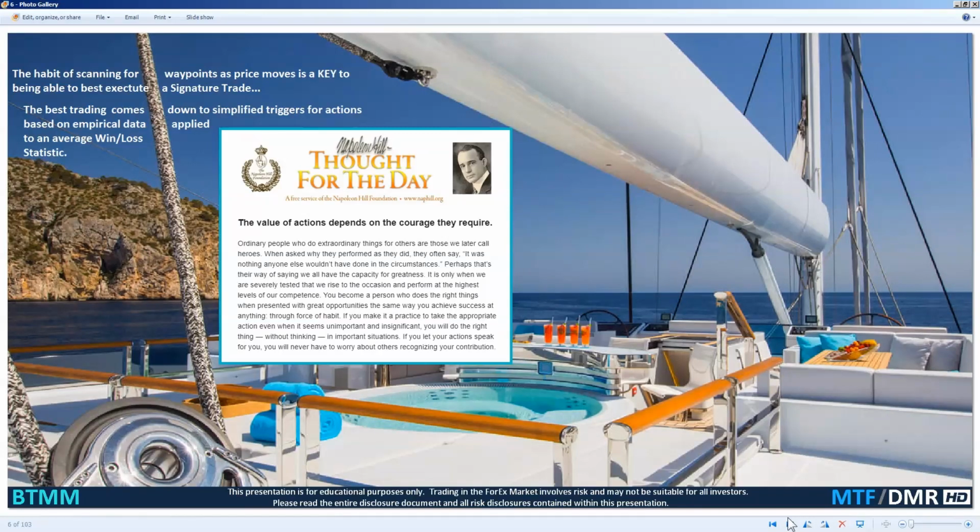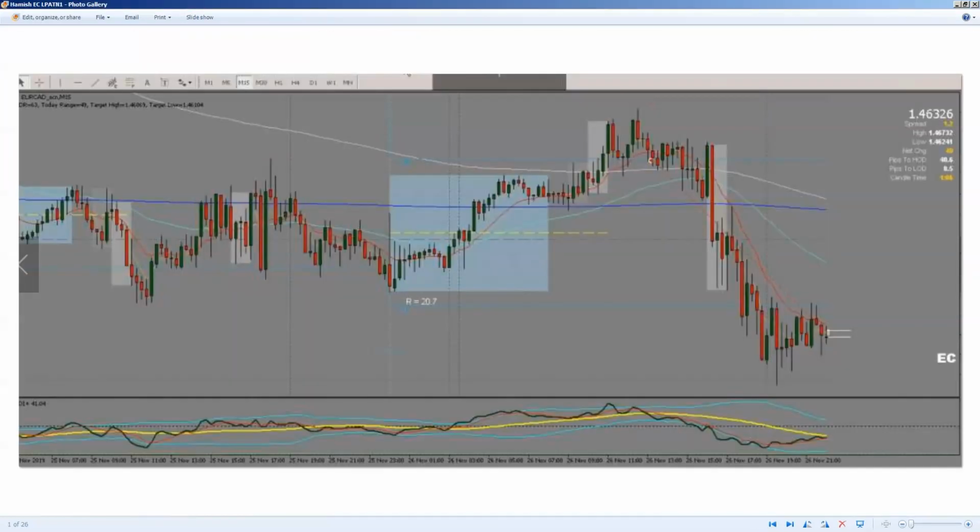Okay? The best trading comes down to simplified triggers for all actions based on empirical data applied to an average win-loss statistic. So your best trading is always going to be when you have simplified triggers. And we can say last night, I guess he shut his trade, unfortunately, but let me pull that back up. I'm not sure exactly how he went about this, but I would say that he'd have an easier time setting up for this trade if he identified this first leg and then looked at the H1 chart to see the zone flip back to the left.